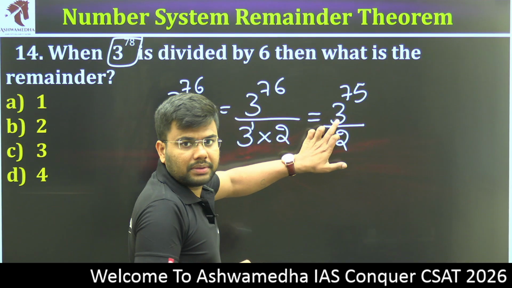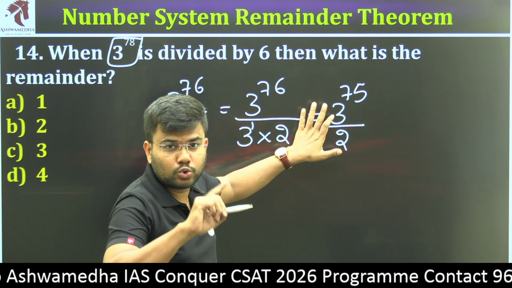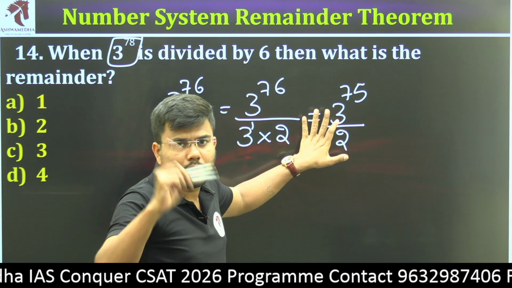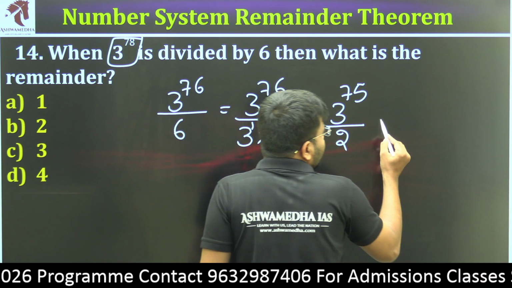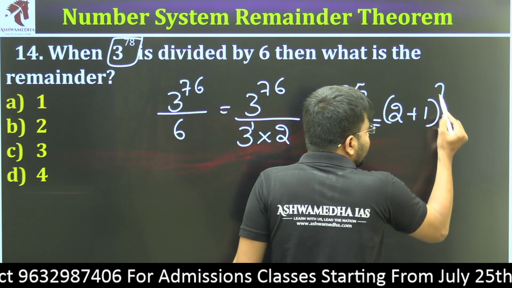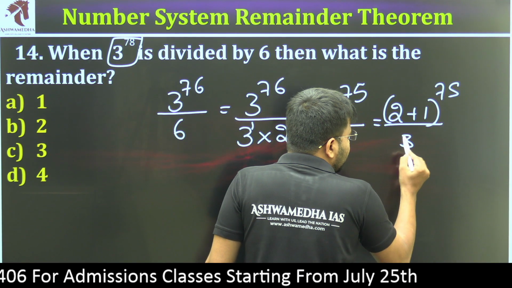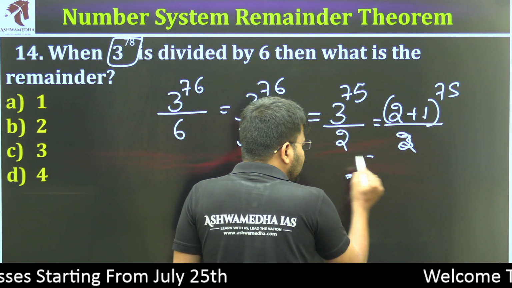Now 3 can be written as 2 plus 1 whole to the power of 75. You have to write the remainder theorem. You should be able to solve remainder theorem. Obviously, plus 1 positive remainder, 1 is the remainder. But also I am showing you. Here 3 power 75 can be written as 2 plus 1 whole power 75 divided by 2, which is the remainder is 1 power 75. Then the remainder is 1 itself.